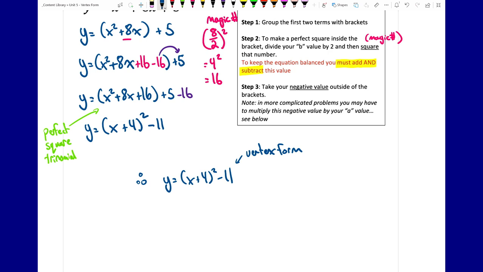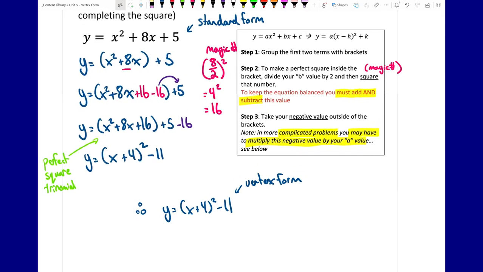Now, one thing to note, it does get more complicated, right? In more complicated problems, you may have to multiply this value by your a value, as we go through some of these examples. So we will come across an example where we might have an a value, but in this example here, we had an a value that was 1. So we didn't have to worry about it.